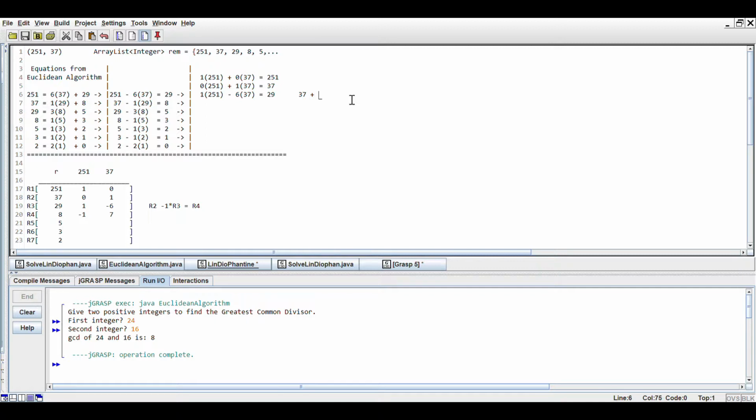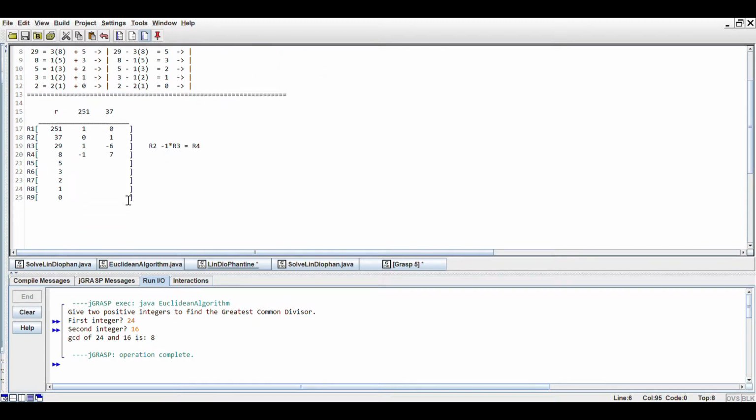For coming up with the coefficients for each equation, it's very much like systems of linear equations or matrix algebra, where you're adding and subtracting coefficients of rows. This is actually easier to see if we look at it in the matrix form. So we're going to go ahead and do that, where you can see down below I have a column that is all the r's, so all the remainders, and then a column for the coefficients of 251 and a column for the coefficients of 37.